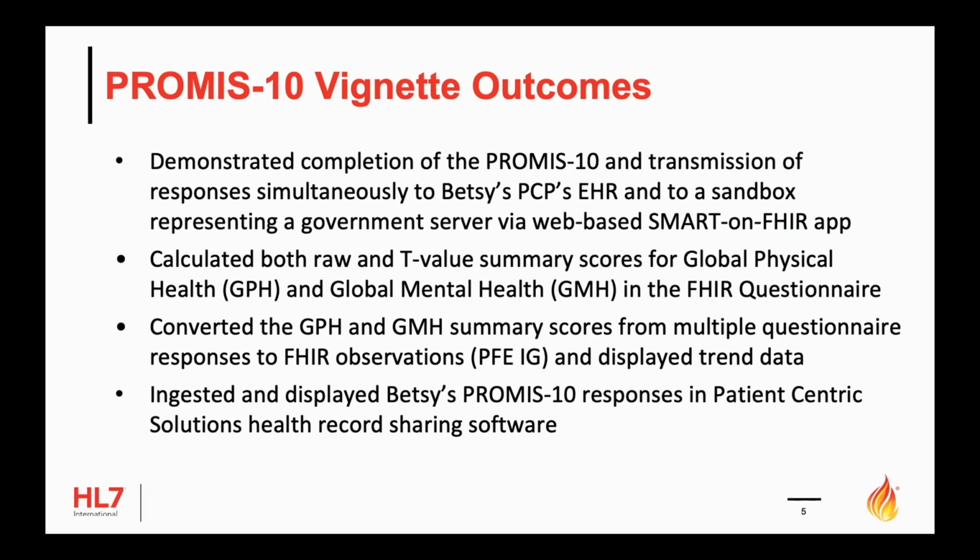PROMIS 10, or the Patient-Reported Outcomes Measurement Information System Global Health Short Form, is a brief 10-question standardized questionnaire developed by the National Institutes of Health to assess a person's overall physical, mental, and social health. Because it is so brief yet comprehensive, the PROMIS 10 is commonly used in clinical settings, research, and population health studies to monitor well-being, track outcomes, and inform treatment decisions. The PROMIS 10 items are scored to generate 2 summary scores, a global physical health score and a global mental health score.